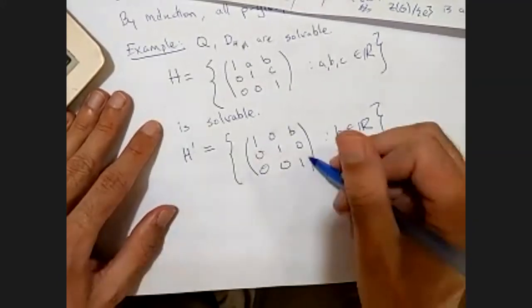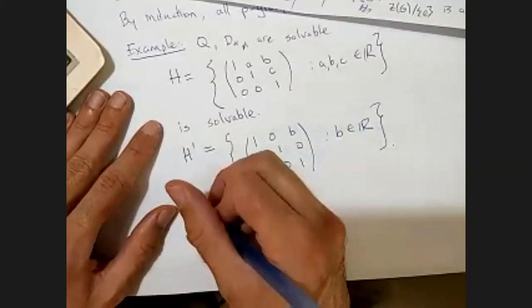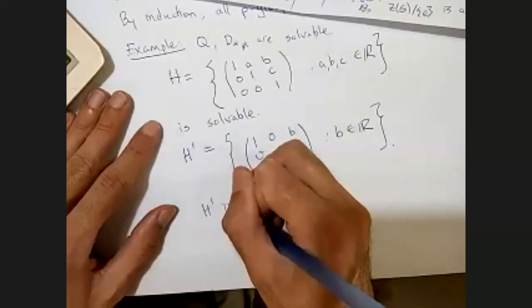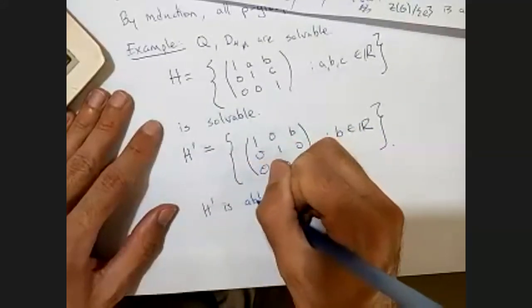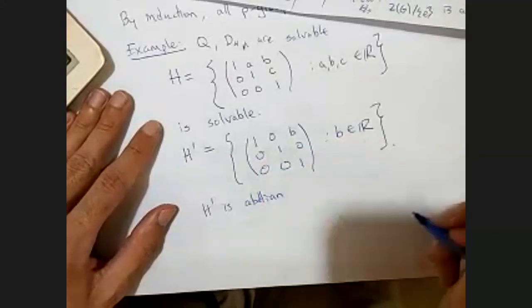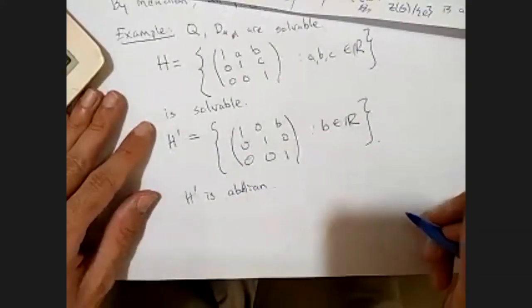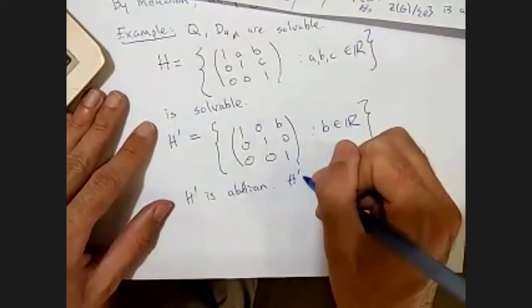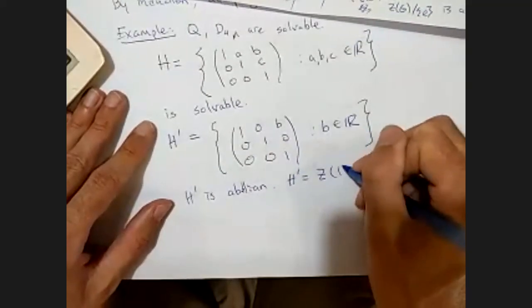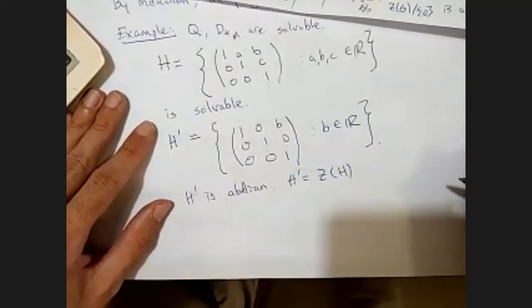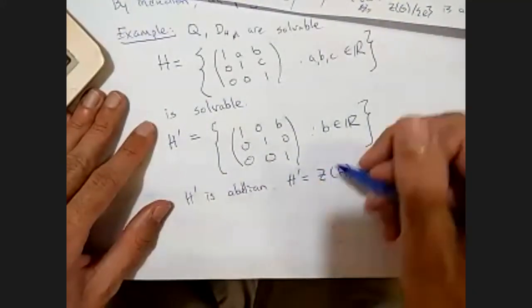Now, this is an abelian group. H prime is abelian. We can deduce that from facts we already know, because H prime is actually equal to the center of H. The center is always an abelian group. So H prime is abelian.